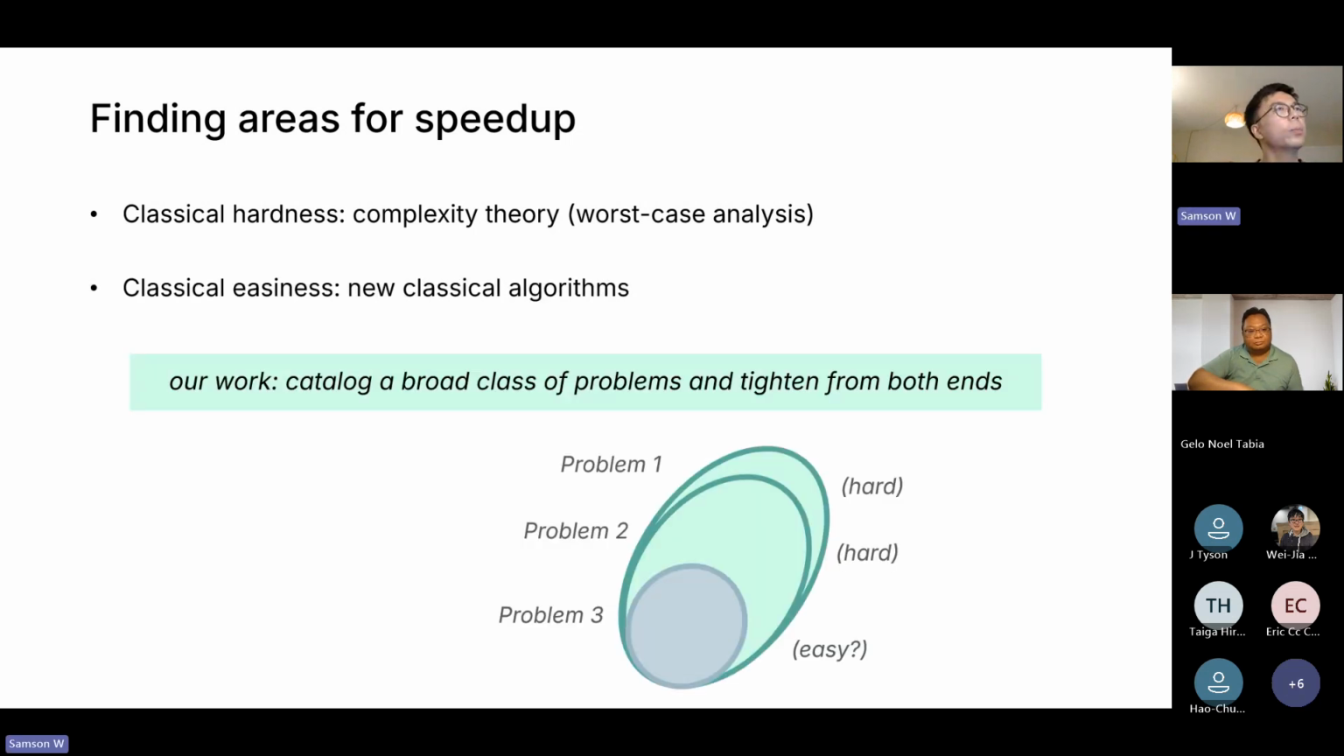Now, just to say a bit more about how we're identifying possible areas of advantage. Complexity theory is a very powerful tool, but constrained in many ways. Generally, when we prove complexity theory results, as I mentioned, these are worst case analyses.